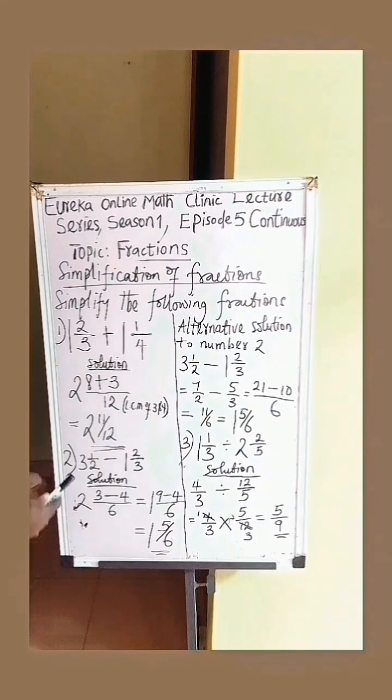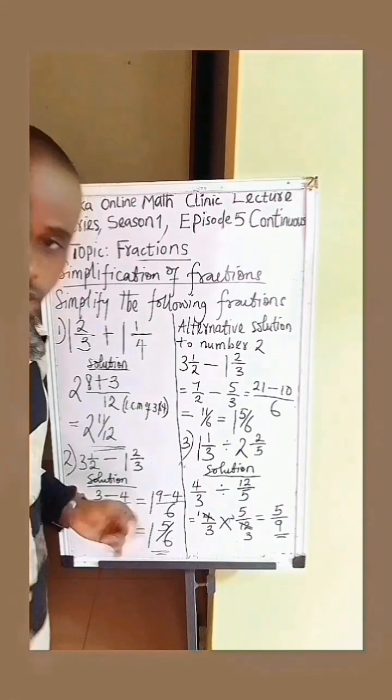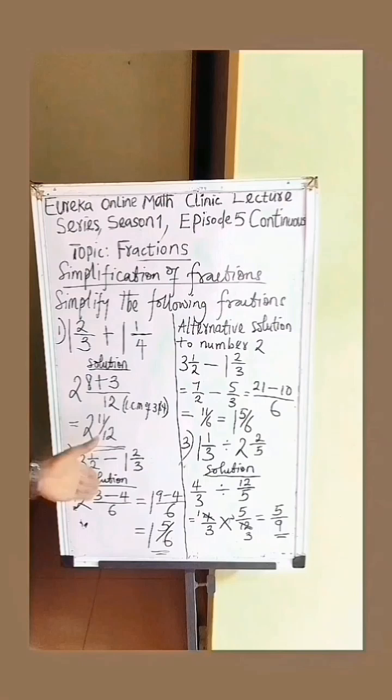Number 2. 3 whole number, 1 over 2 minus 1 whole number, 2 over 3. You have to simplify this. So this is simplification by subtraction. Now, you first work on the whole numbers. So you have 3 and 1. So 3 minus 1, you have 2.